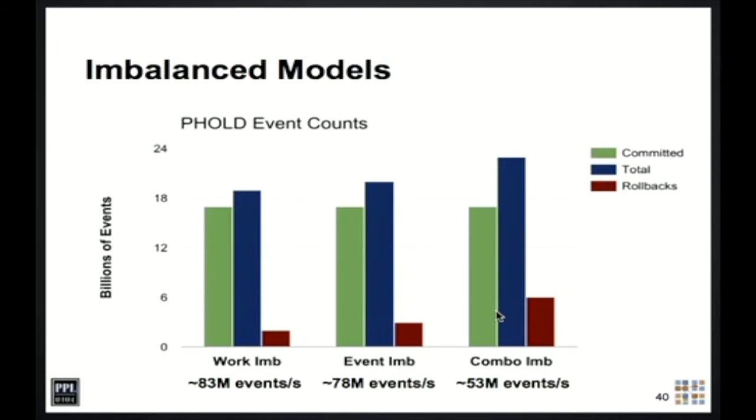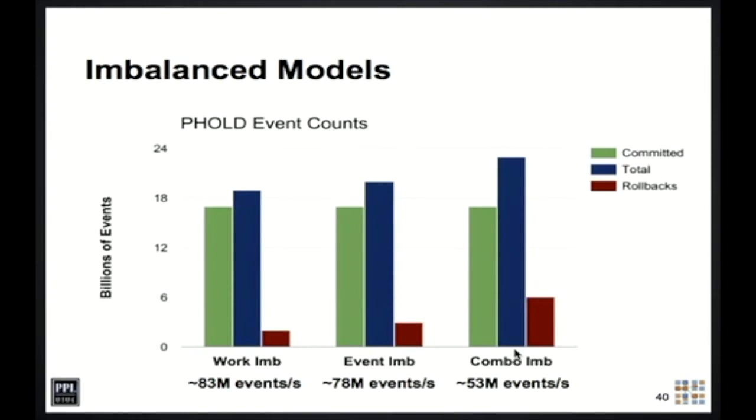But now we've introduced a couple of different types of imbalance. So work imbalance is where certain LPs take longer to execute certain events than other LPs. Event imbalance is where there's a slight perturbance in the distribution. So some LPs have more events than other LPs. And then the combo imbalance is just a combination of these two. So some LPs take longer to execute events, and some LPs have more events. And so once we get away from the very nice uniform balance of the baseline configuration for PHOLD, we start to see the effects of the optimistic rollback problem creeping in.